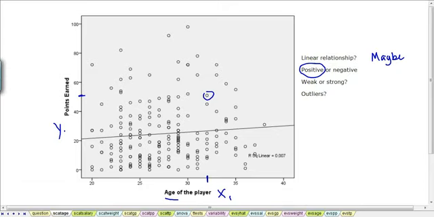And it's, as I said, a very scattered collection of points of the age of the player with the points earned. So that would indicate it's a weak relationship, and we can further establish if it's weak or not by looking at this R squared. So that's only 0.7% of the variability of the points earned is explained by the variability of the age of the player. So this is a very weak positive linear relationship.